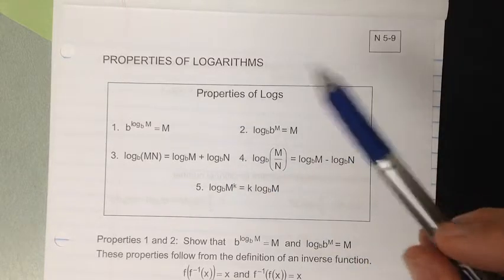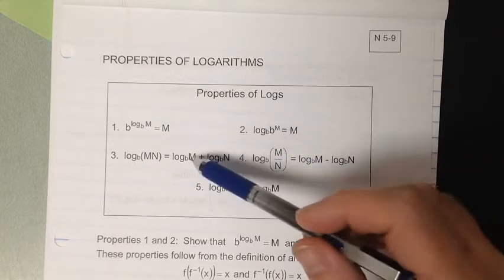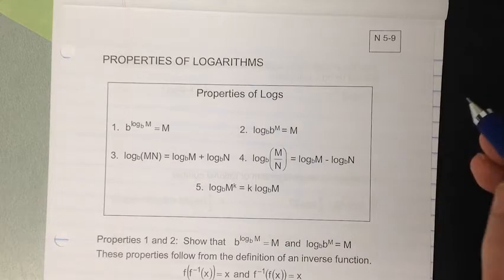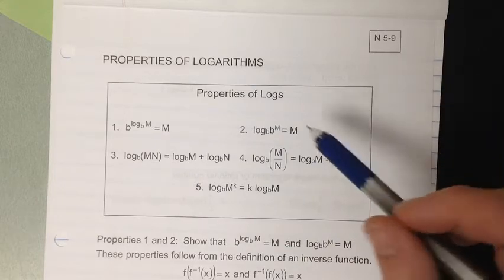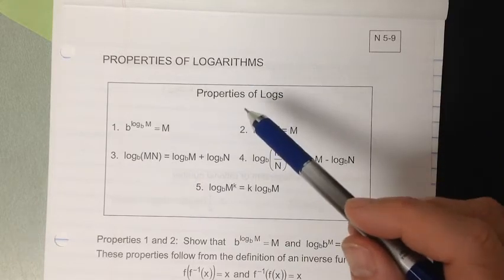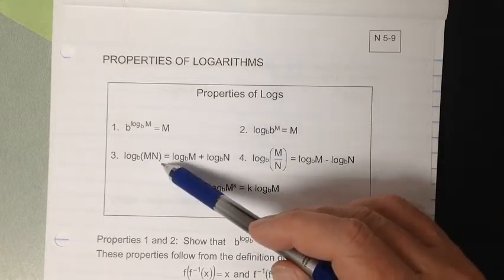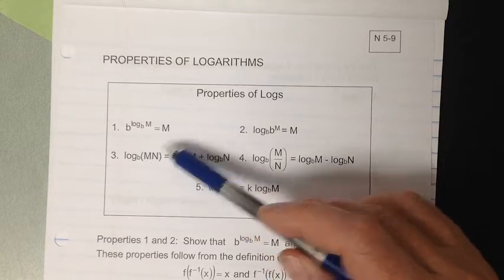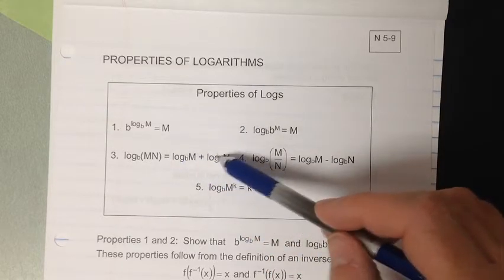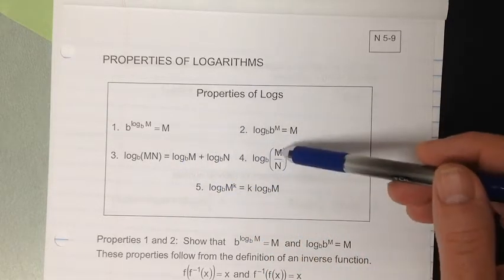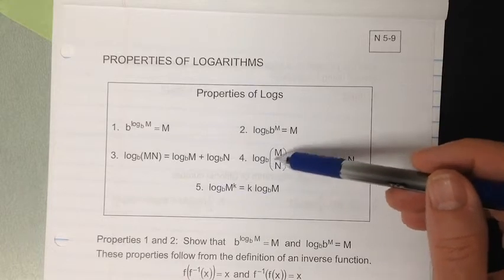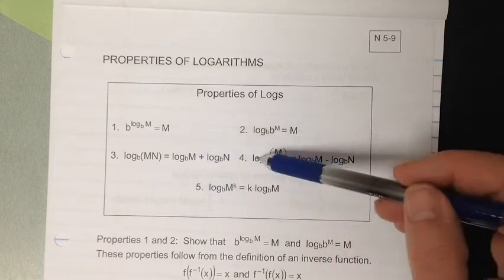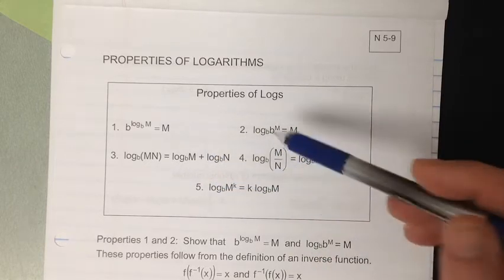So the third and the fourth are directly related to properties of exponents. Remember that with exponents, when we multiply with the same base, then we add the exponents, and that's kind of the same thing. We have the common base, we're multiplying arguments here, then we can separate them by addition. Same thing with division. We have common base, we're dividing. Notice on both of these, we're going from one log to 2 separate logs.